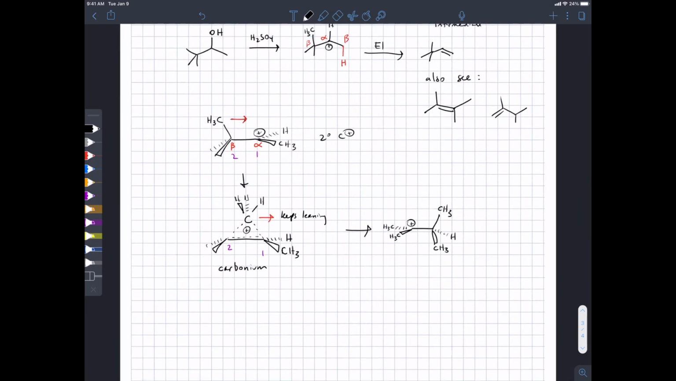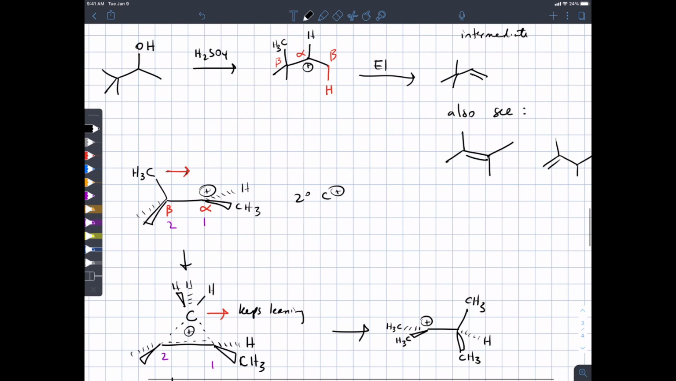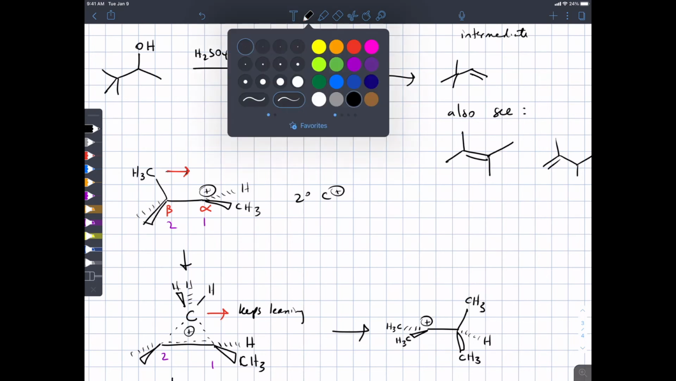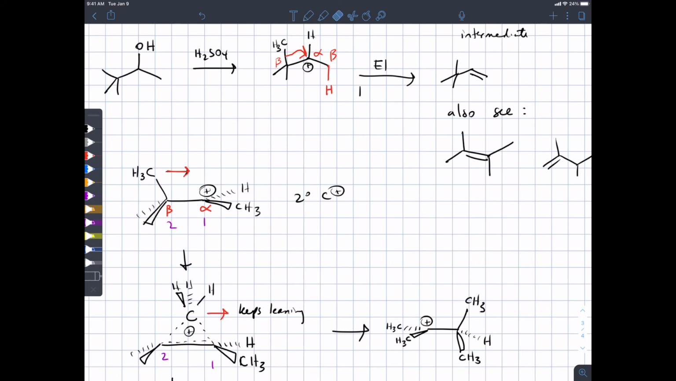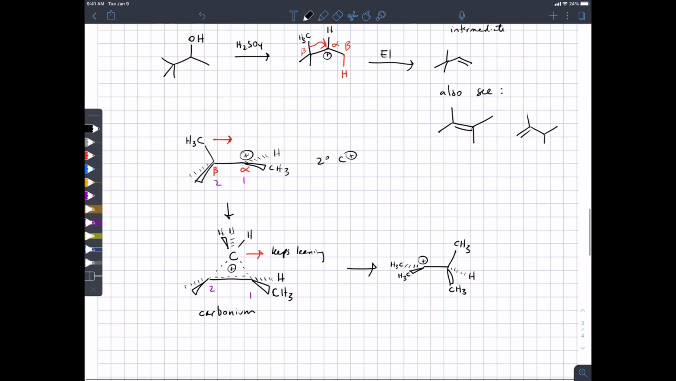From a mechanistic standpoint, the way you show an arrow pushing mechanism for carbocation rearrangement is quite simple. You simply take this line and draw an arrow towards the positive charge. This is an example of a 1,2 methyl shift. Now, this process is an equilibrium process. It can go backwards and forwards, but the equilibrium constant is greater than 1.